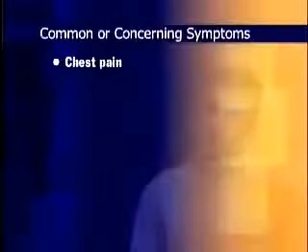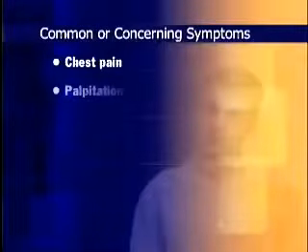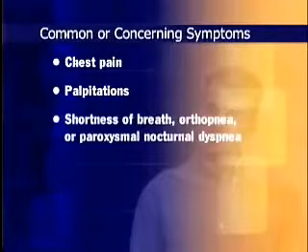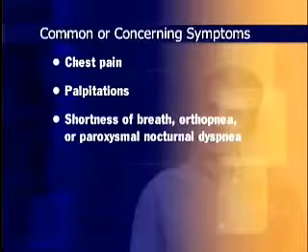In either case, you will record the patient's chief complaint along with common or concerning symptoms. Common or concerning symptoms relating to neck vessels and the heart include chest pain, palpitations, and shortness of breath, orthopnea, or paroxysmal nocturnal dyspnea. By eliciting the patient's concerns before the examination, you prepare for an examination that is efficient and productive.